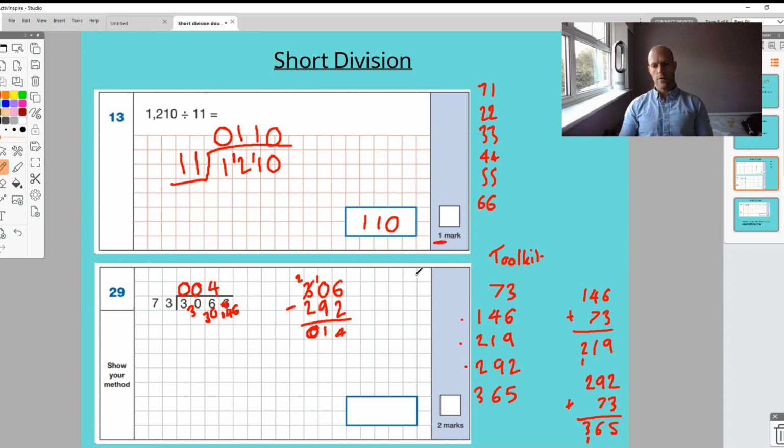So I'm looking over to my toolkit, and helpfully it is the second element there. Second one, 73 times 2, that's 146. 42 is my answer, 2 marks gained.